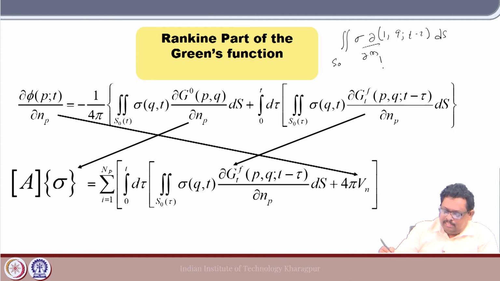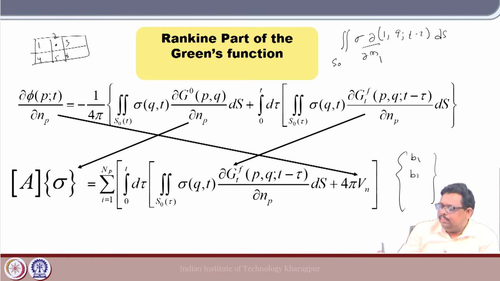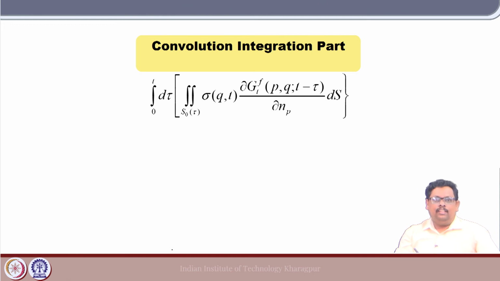Now, when I take I equal to 1, I take one number. Then if I take I equal to 2, that means I put my field point at, let us say, the second point. Let us say this is 1, this is 2, this is 3, 4, 5, 6, then I get B2, and in that way it is going. Okay. Now, this is the most critical part, which is called the convolution integration.